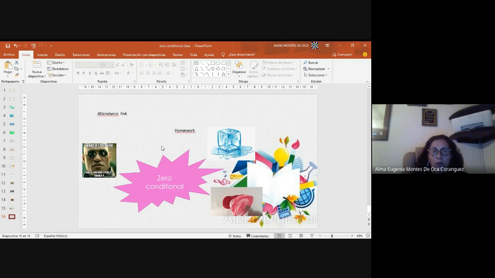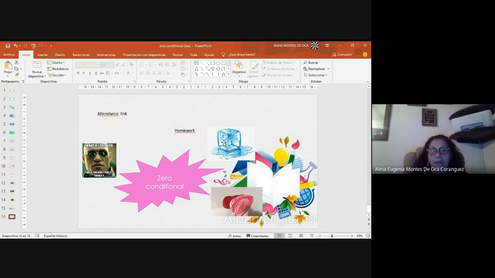And for homework, please, you have to do a mind map about zero conditional with 10 situations, 10 facts, 10 natural laws. For example, if I put ice in the sun, it melts. If I mix red and white, I get pink. If I add 2 plus 2, it equals 4.